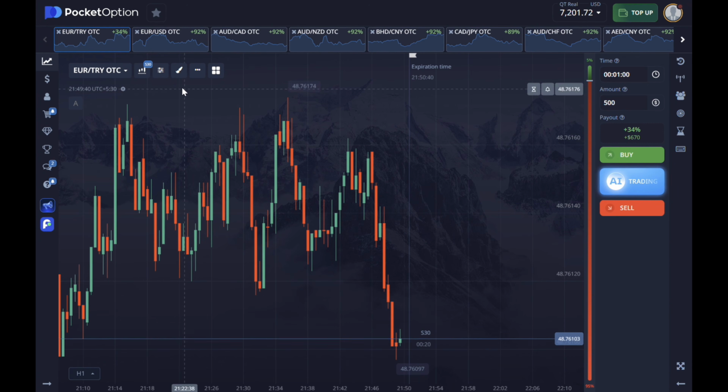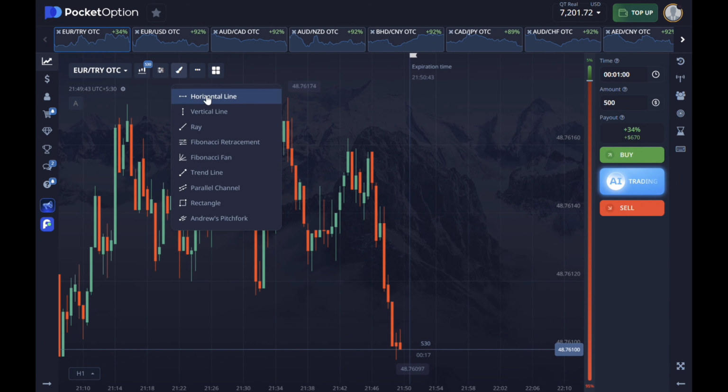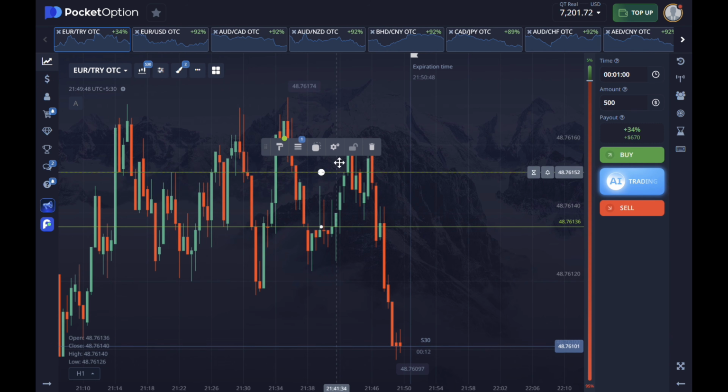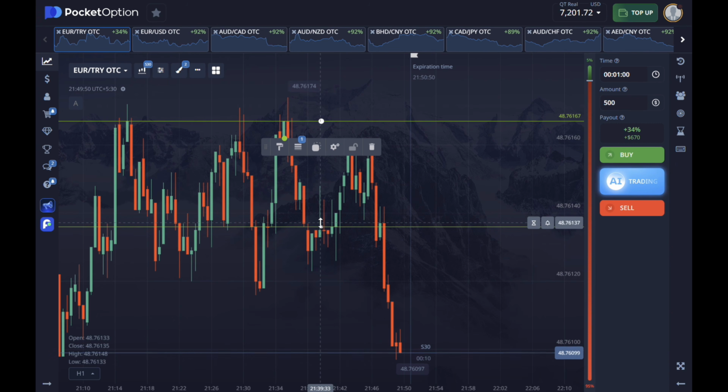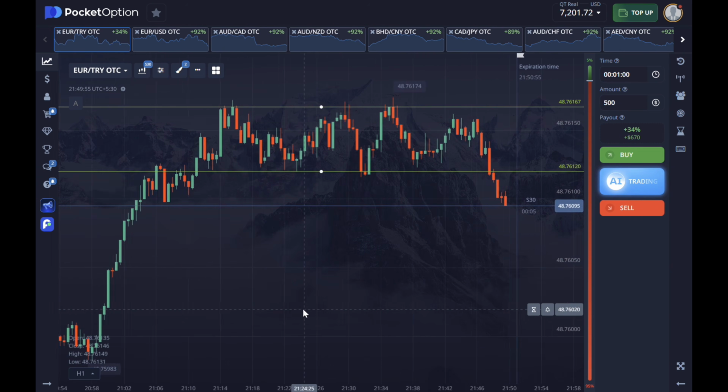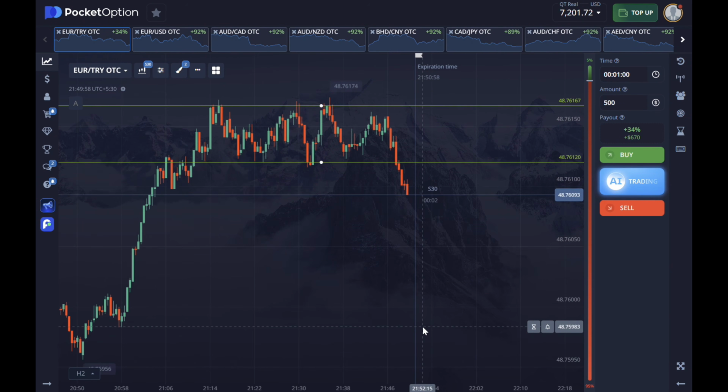So here I've opened the EUR/TRY OTC chart and I can see a sideways chart here. I'll use a horizontal line to make things clear for you. I've placed resistance on the upper side and now I'll put support on the lower side here. So here you can see the green line I've drawn below, that's the support.